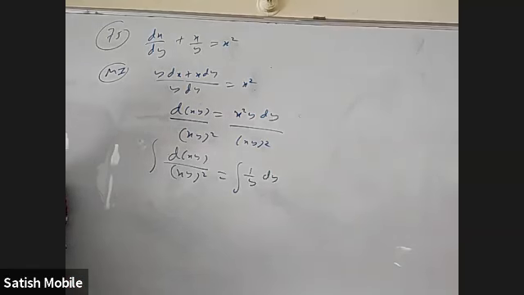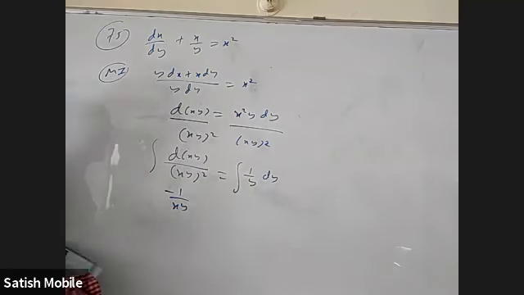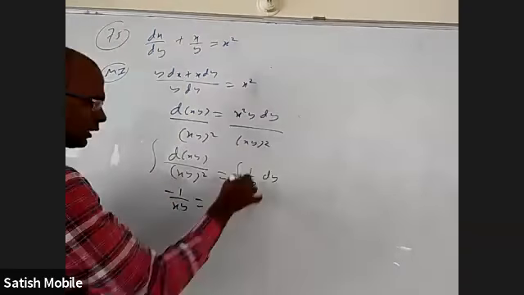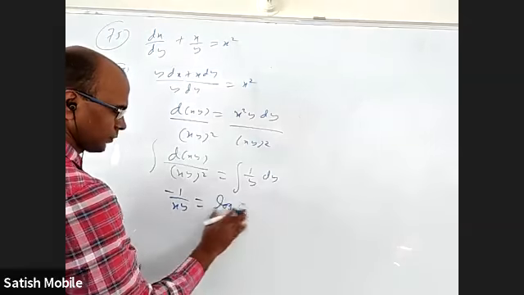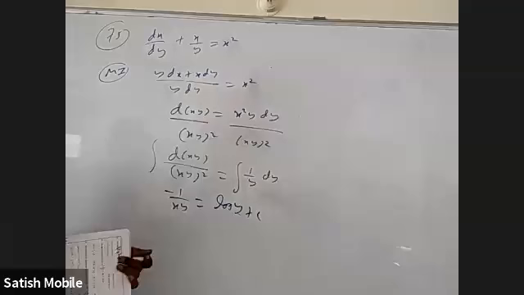1 by t square dt. Minus 1 by t, so minus 1 by xy. 1 by x square integral is minus 1 by x. 1 by t square is minus 1 by xy. 1 by y is log y plus c. That's it, done. That is the answer, but we'll do another method anyway.